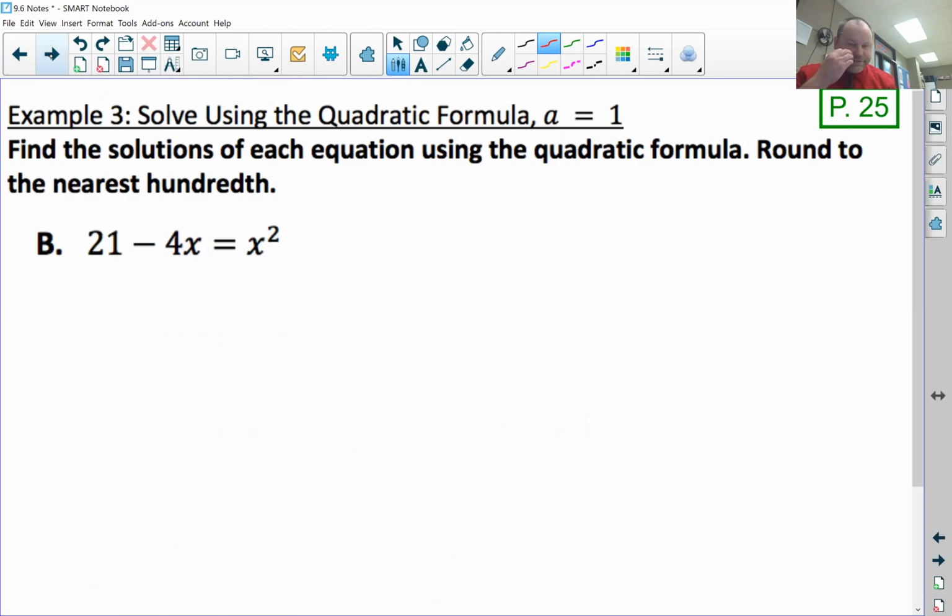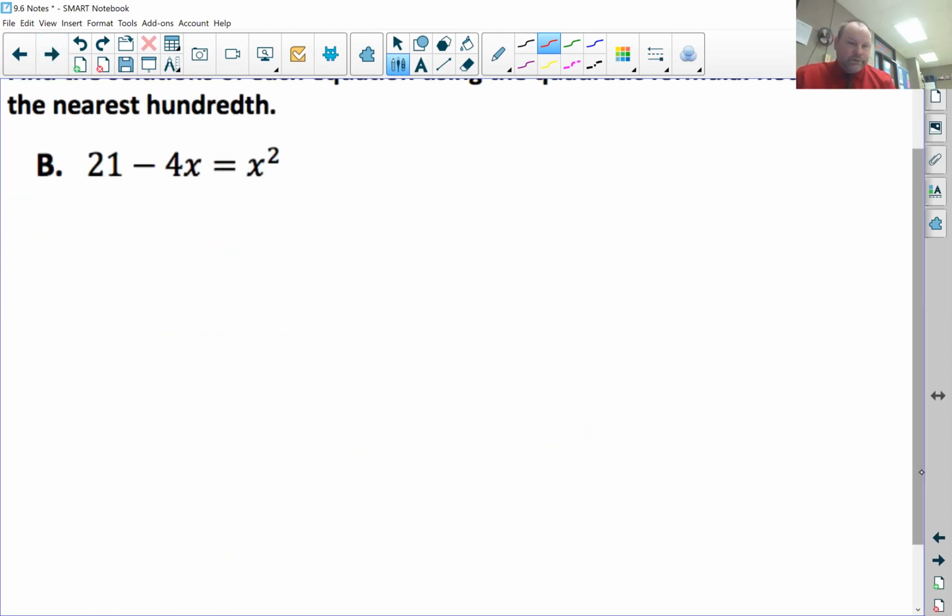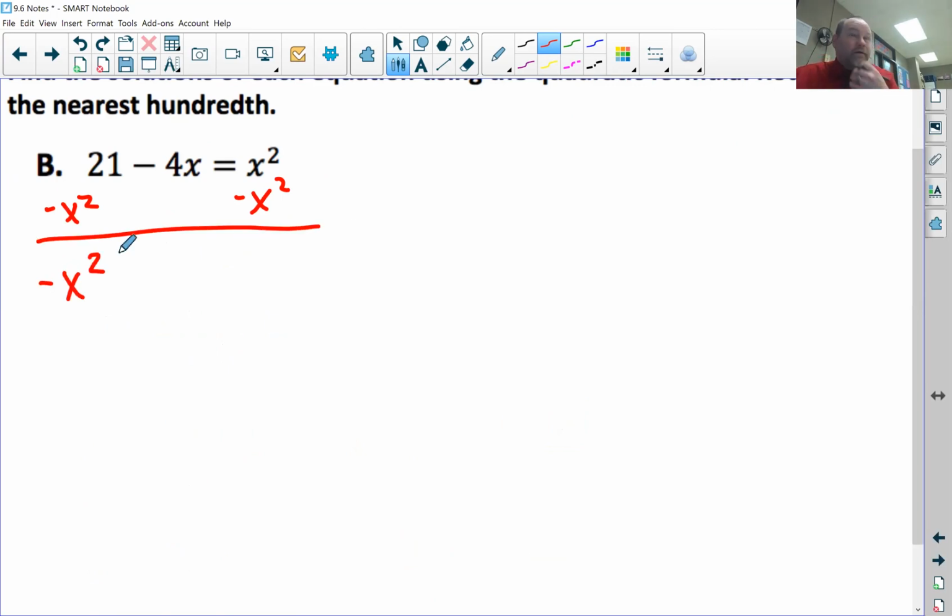All right, now the next example. So a couple of options on this one. You could move the x squared to the left by subtracting x squared, and that'll work. What I would ask you or remind you to do is write this with the x next and then the constant, the 21, last. You could have moved everything else over to the right-hand side as well. It'll work either way.